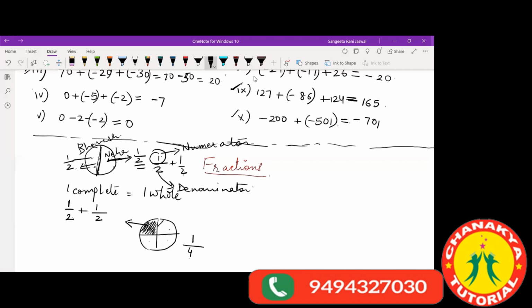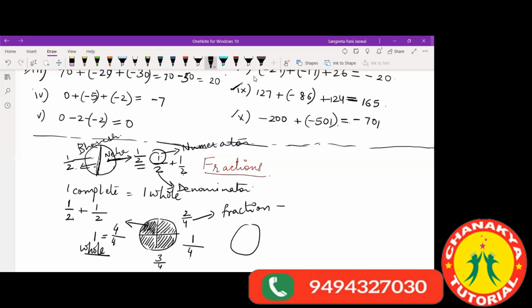Now, if I shade two parts out of these four, what will my fraction be? 2/4. If I shade three parts out of four equal parts, the fraction will be 3/4. If I shade all four parts out of four equal parts, the fraction will be 4/4, which is 1. So when the numerator is equal to the denominator, when both numbers are the same, it becomes a whole.